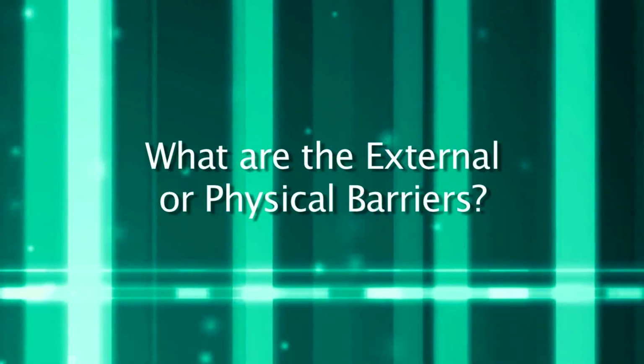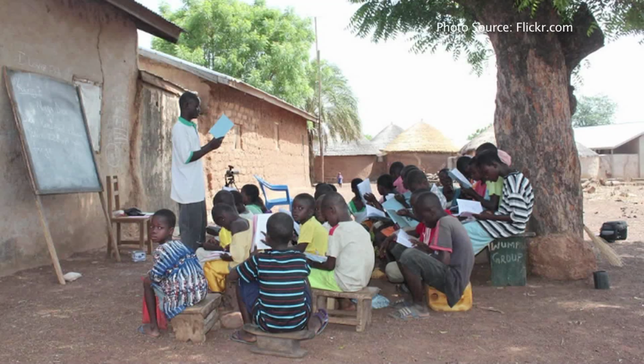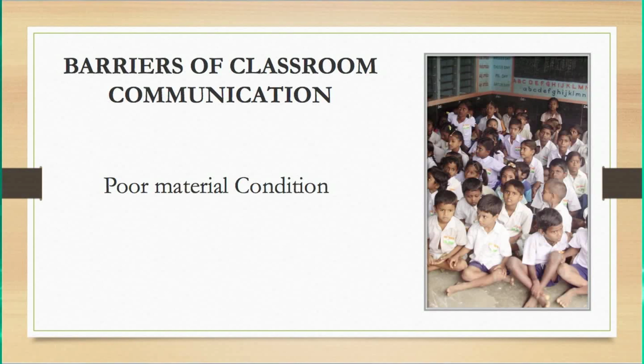So, what are the external or physical barriers? You can see here the classroom conditions. There is no wall, there is no roof. So, poor material condition of the classroom may hinder the communication process.